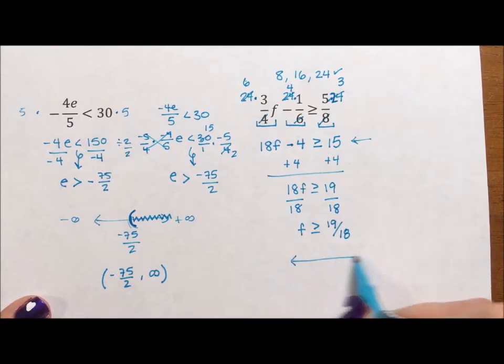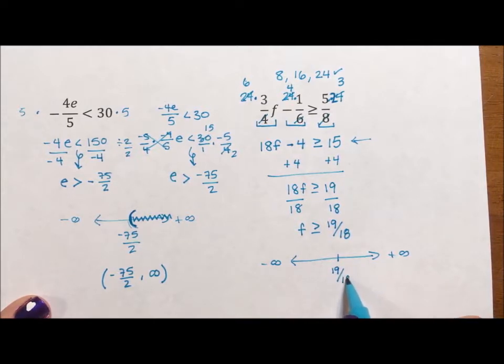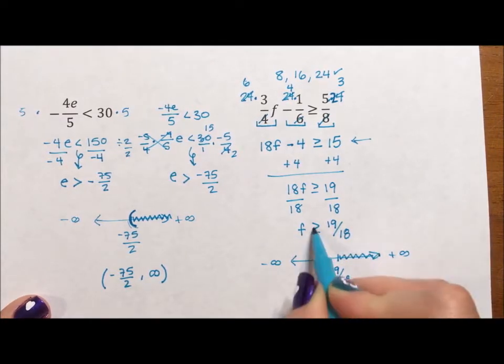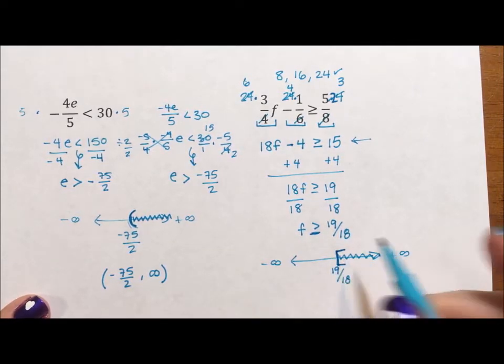All right, so now I'm going to go with my number line. Again, negative infinity, positive infinity, tick mark with positive 19/18. I don't need any other tick marks, just that one. F is greater, so I'm going this way. There's an equal sign there, so I'm going to use a bracket instead of a parenthesis because we reach for it and we hit it like hitting a wall.